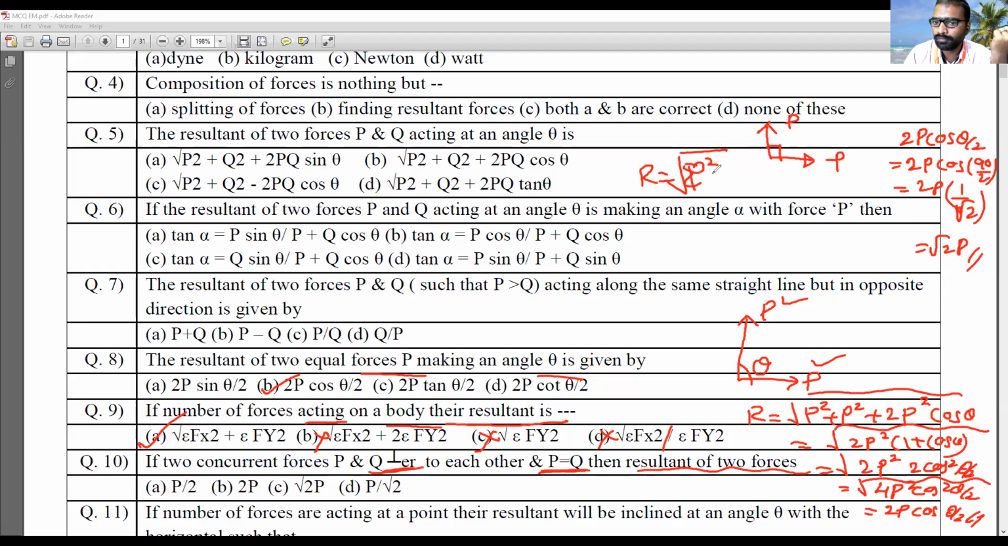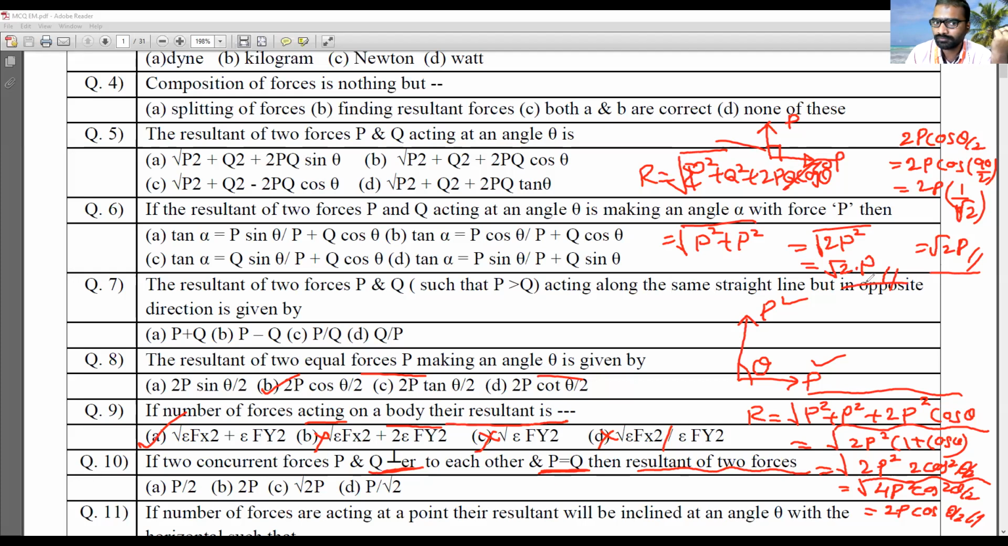What is the resultant? P square plus q square plus 2pq cos theta. So what is theta? 90 degree. This term is equal to 0. So here you will get root of p square plus p square, that is root of 2 times p square. So that is equal to root 2p. Here also you get the same answer.